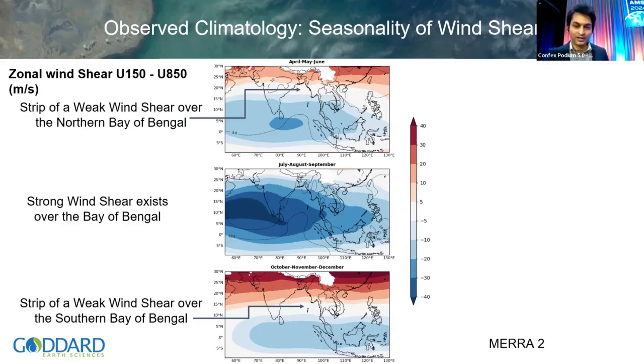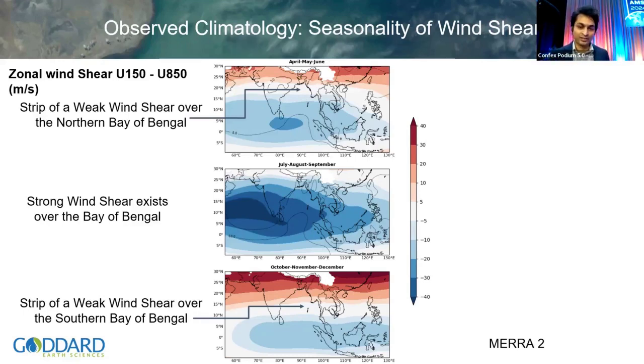Whereas in the southern Bay of Bengal, it is negative and related to the tropical easterly jet, and there is a white strip of weak wind shear between positive and negative values over April, May, June. I'd call it a weak wind shear strip of about -5 to 5 meters per second.